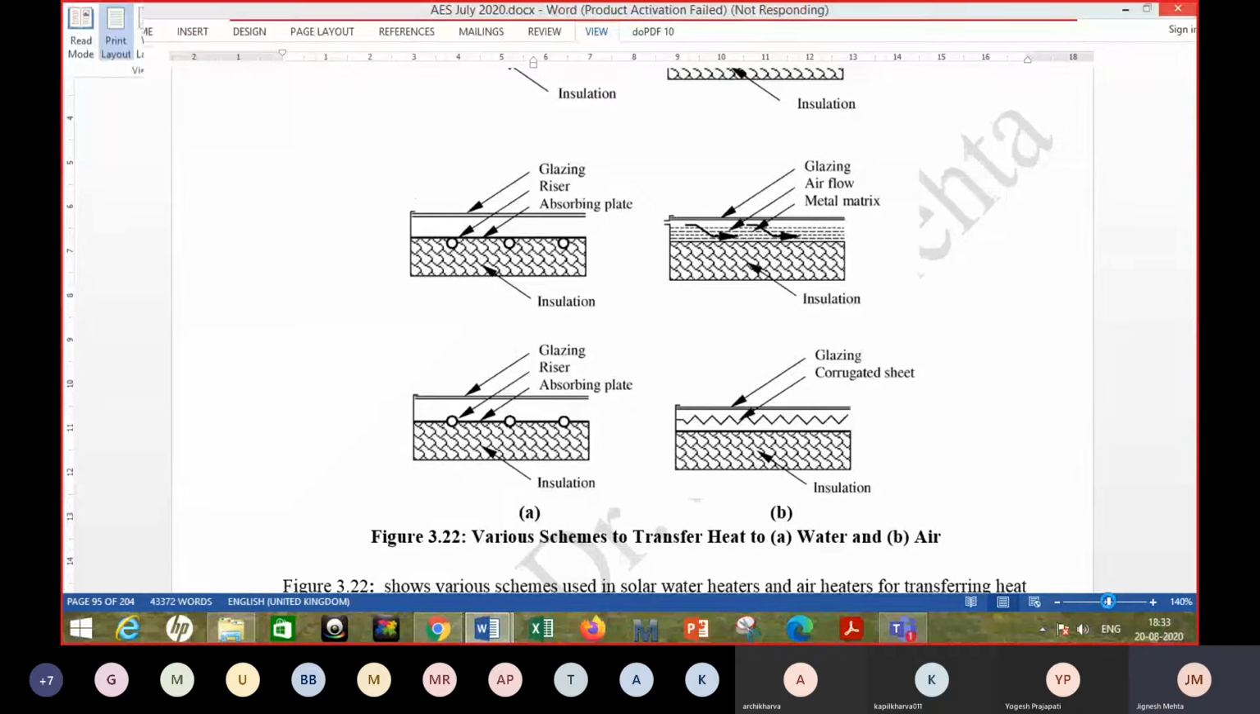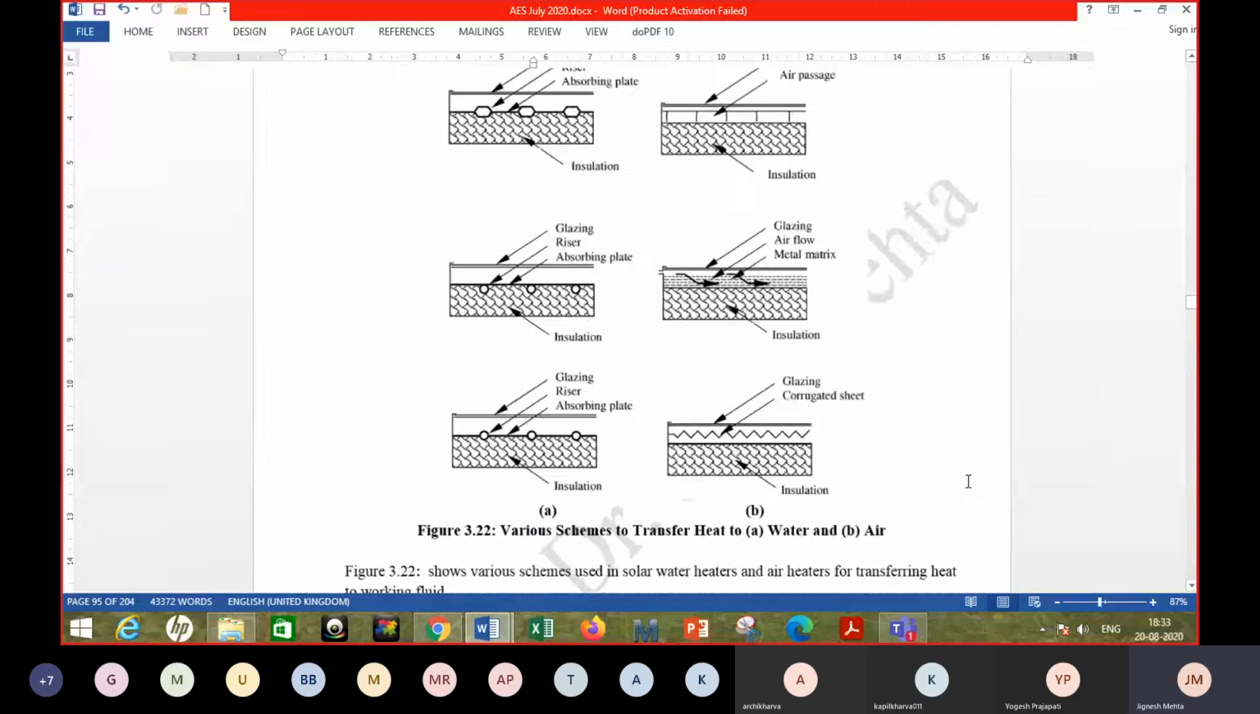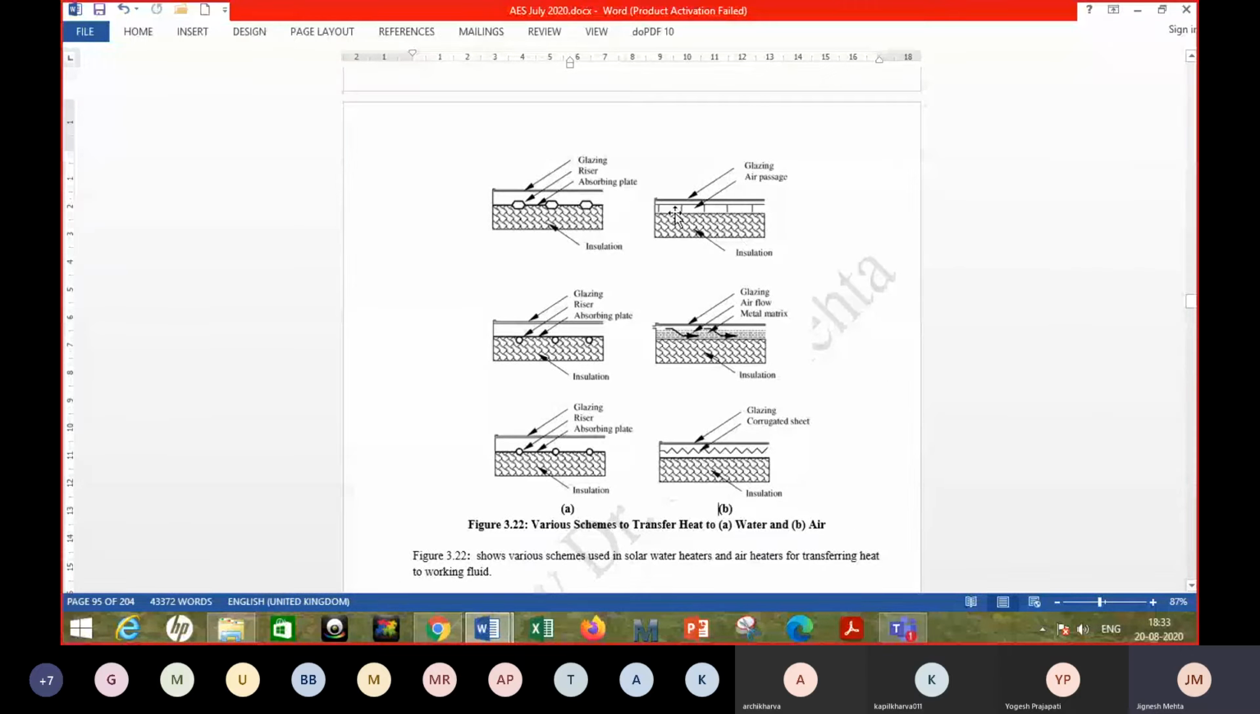In case of water heating collectors, what you find is that the passages used for water to flow are much smaller. And what you find in air heating collectors is that the passages are much larger in size, as you can see here, right? Air passage, so it is much larger in size, and this top thick line is glazing, next line is the absorber plate, and below that also you have created a passage, and the air may flow through that. That is one possible configuration.